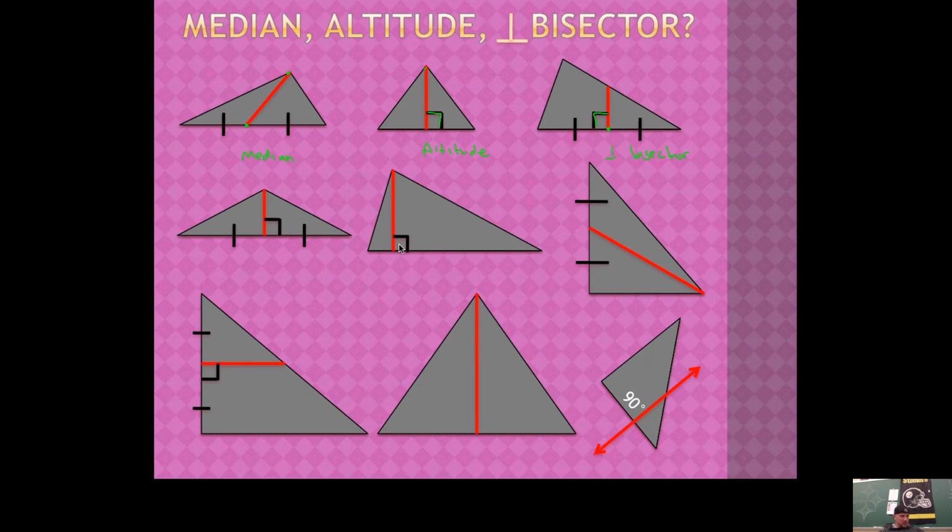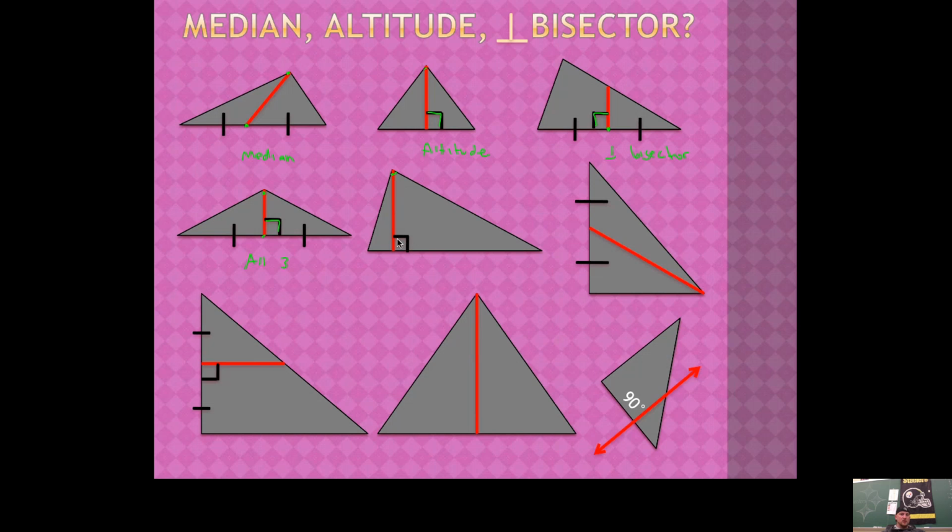Now, some of these other ones might be more than one of these things. For example, we touch a vertex, we touch a midpoint, and we have a right angle. This is actually all three types of segments. Remember, when that perpendicular bisector touches a vertex, it's also a median and an altitude.